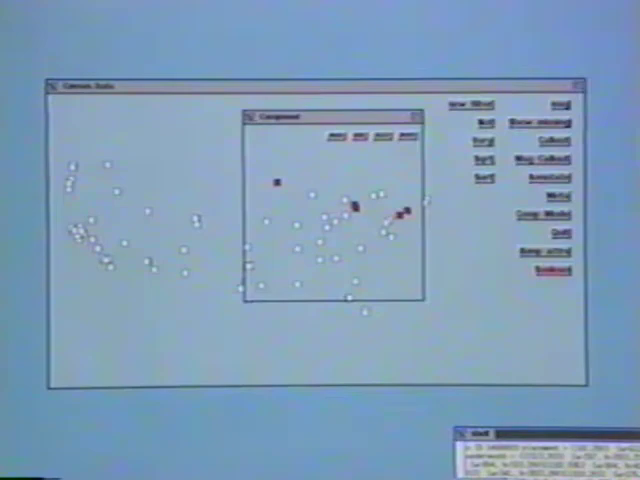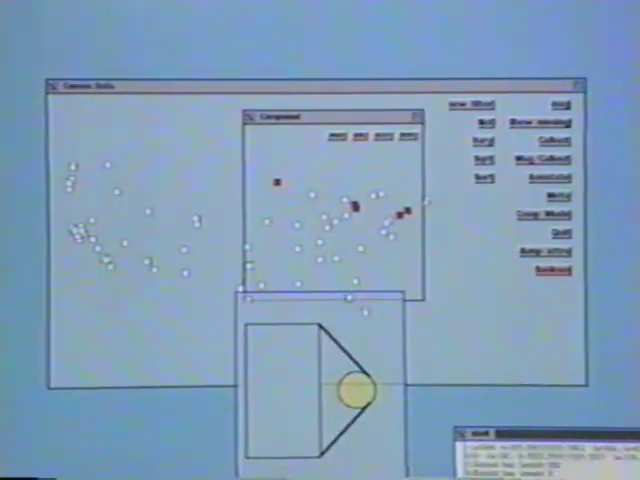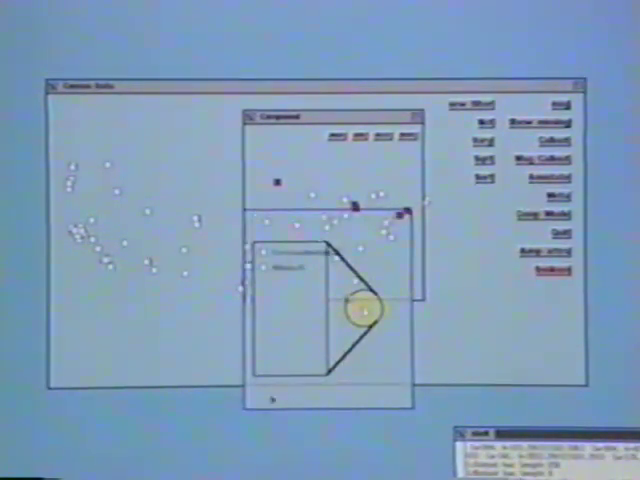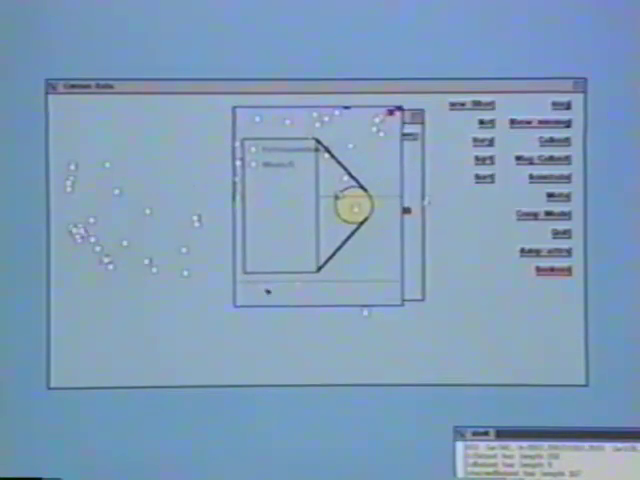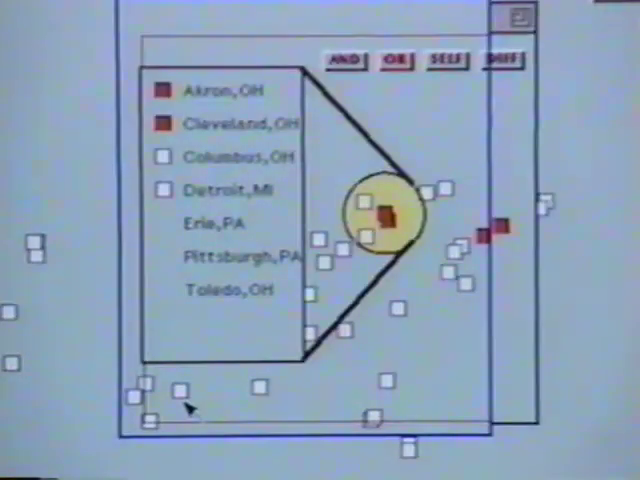Lenses can provide other functions besides filtering. The call-out lens can be used to expand a cluster of cities into a labeled list. We can now see that Akron and Cleveland pass our high income plus low crime rate filter. Cities with missing data are displayed without boxes.